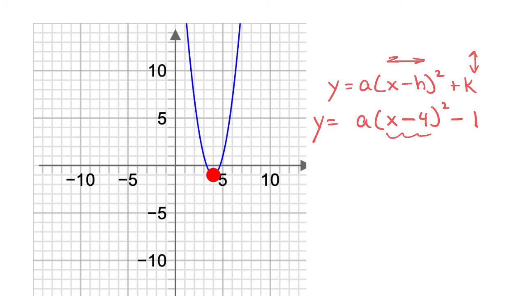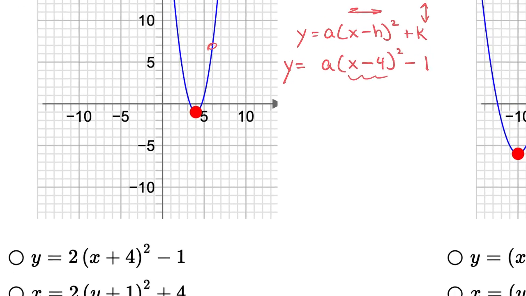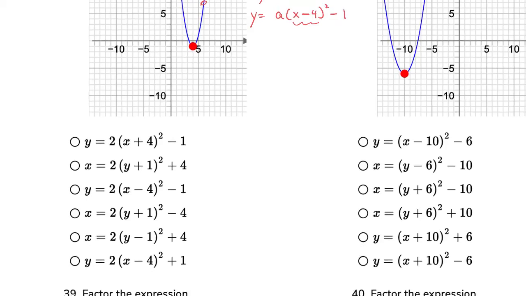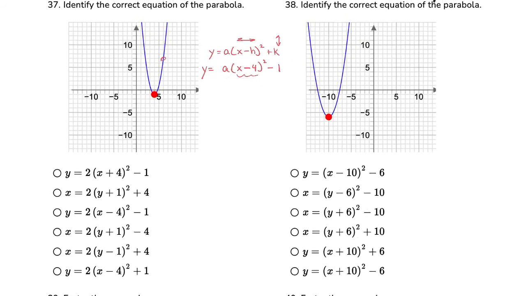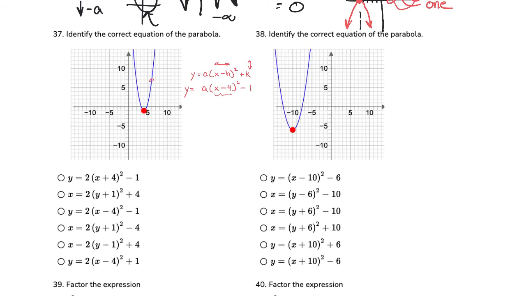Now, I don't know my A value yet. I could calculate that if I wanted to. I could pick a point that I could read, like that point right there, plug it in for X and Y and find A, but I don't think I'm going to need to do that. Because if you notice, all my answers have A as 2 in front of them, so I know A must be a 2. I'm just looking for the X minus 4, and the plus 1, I want minus 1. X minus 4 minus 1, this guy right here. Moves it right 4 and down 1.